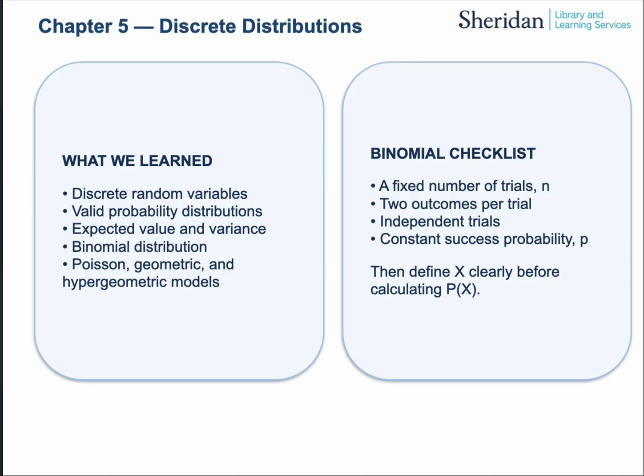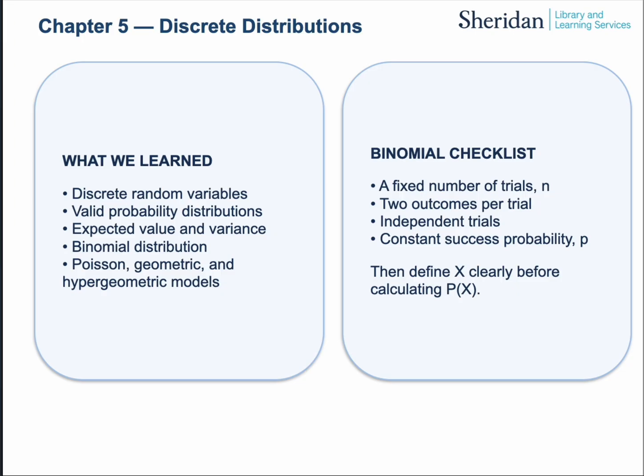First, is there a fixed number of trials? Second, does each trial have only two possible outcomes, such as success or failure? Third, are the trials independent of each other? And finally, is the probability of success the same for every trial? If all four conditions are satisfied, then you're probably dealing with a binomial distribution. For example, flipping a coin 10 times and counting the number of heads would be a classic binomial problem.